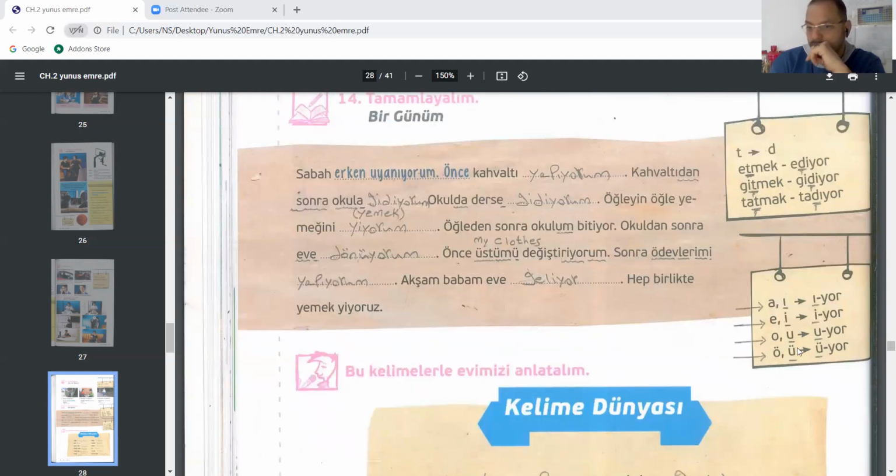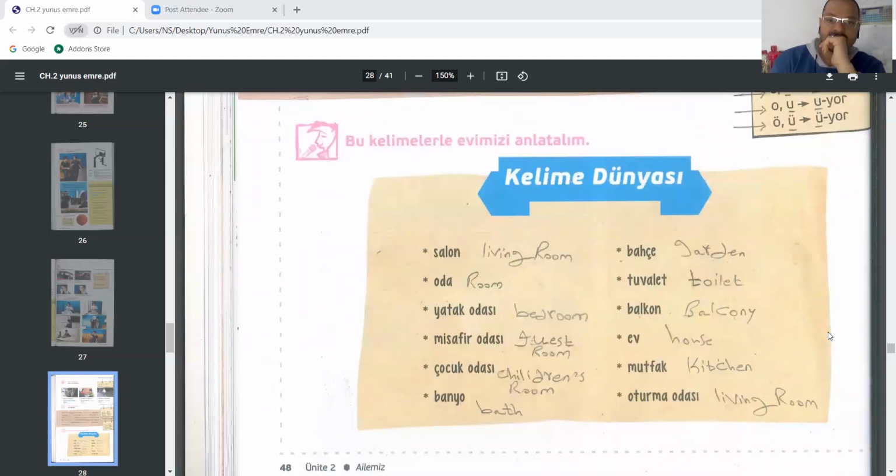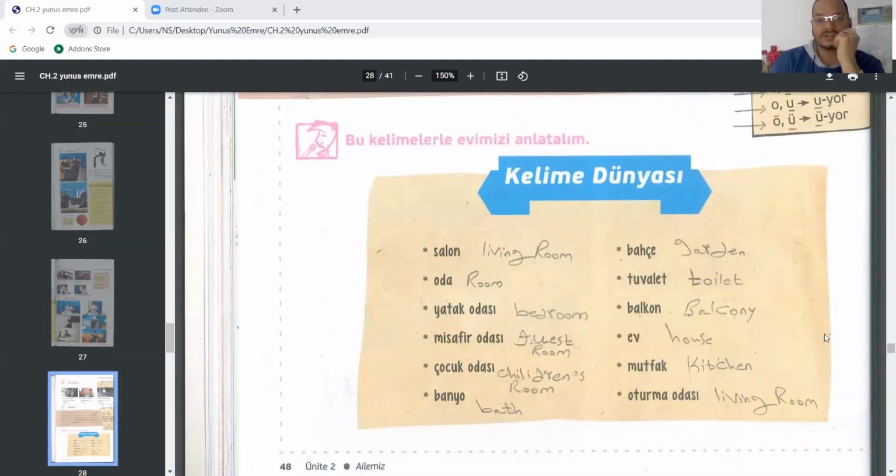Here, like we know, the appropriate vowel is here. These four letters, like I said before, will be plus consonant plus yor. Here, the last section will be the kelime dünyası. That means here we have a few new words. Let's translate it to English.